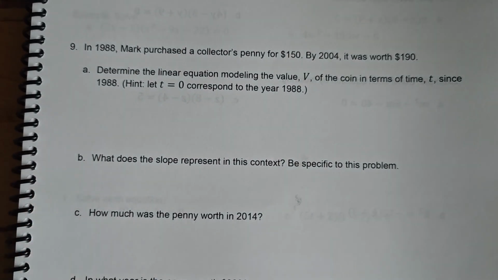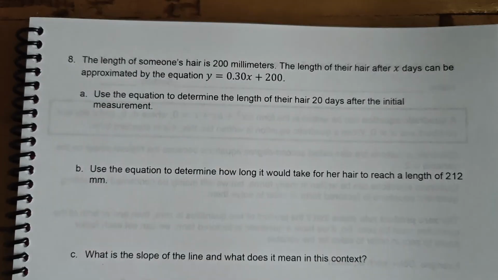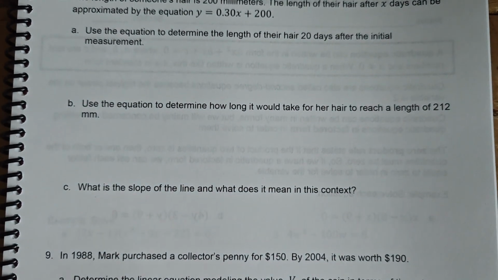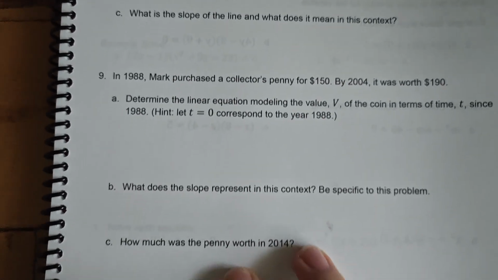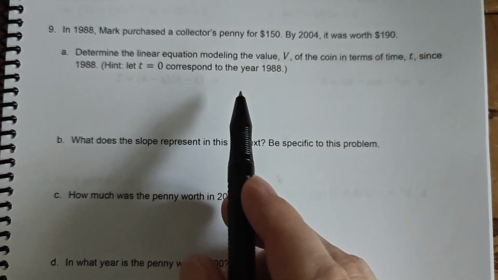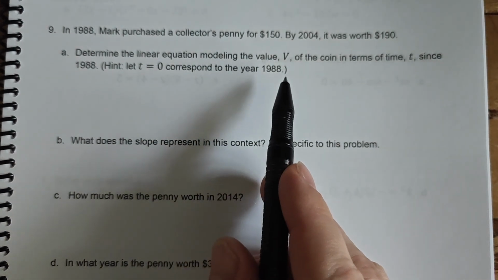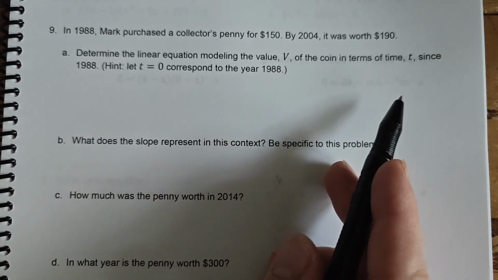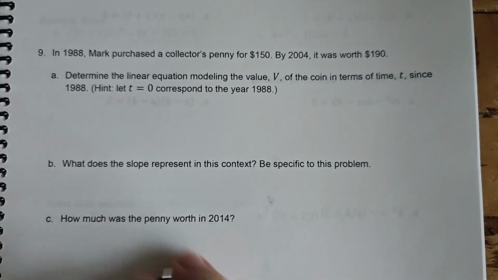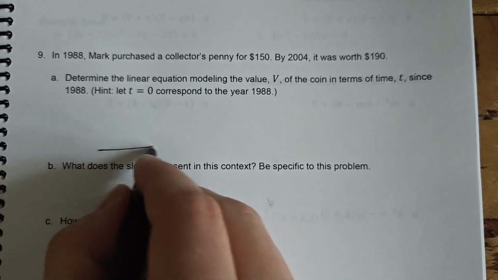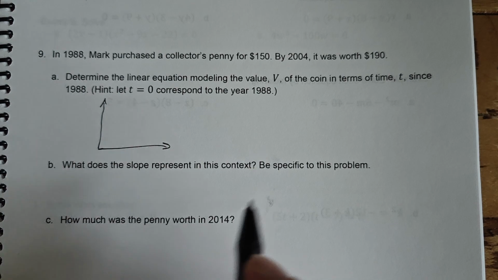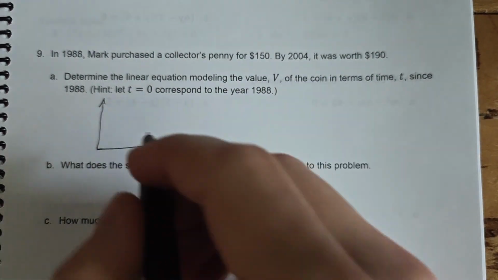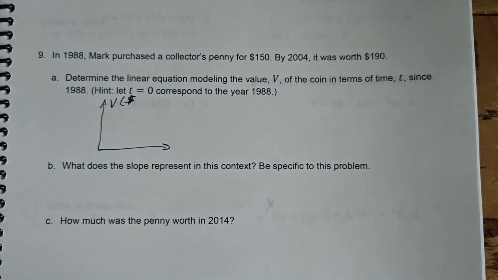Moving on from there, we also have these word problems. We have equations. We have to interpret them. All the equations are linear. Pay attention to the units on these equations when you're solving them. Here, for instance, determine the linear equation modeling the value v of the coin in terms of time. So whenever we have time, time will always be progressing horizontally. Time is always going to be your x-axis. Your other thing, in this case value, is going to be your y-axis.